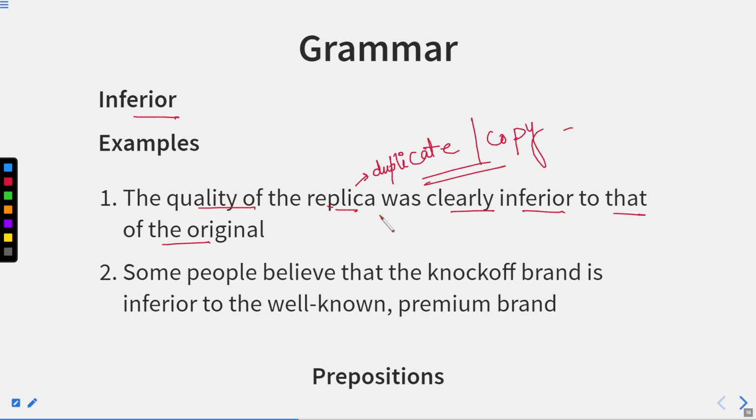Obviously, if there is something original and if you have a copy of that particular thing, the copy generally is inferior to the original one. Some people believe that the knockoff brand is inferior to the well-known premium brand. So, knockoff is a kind of brand and inferior to the well-known premium brand. So, inferior to means bad in quality as compared to the other one.